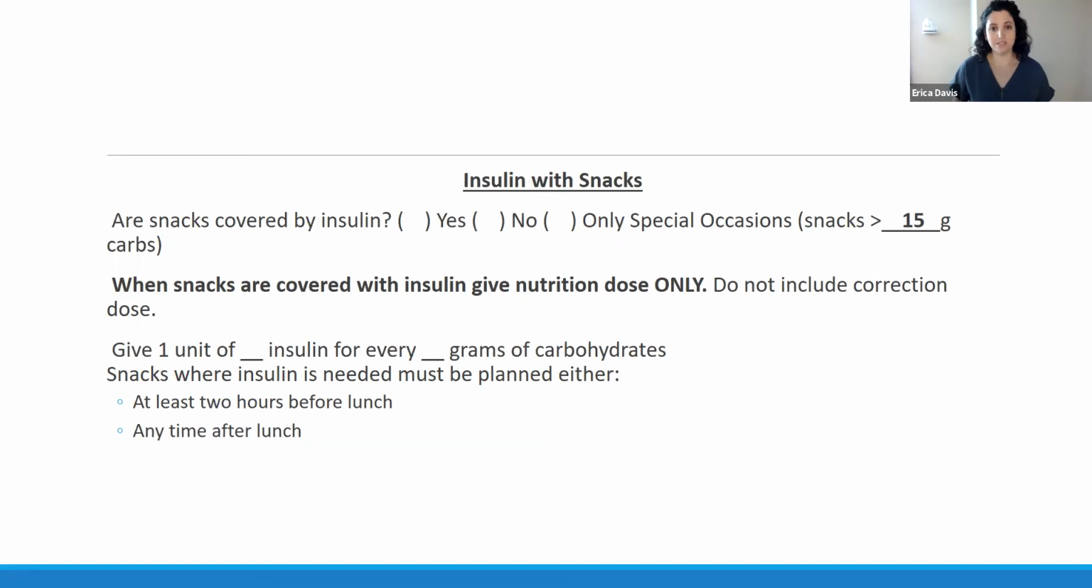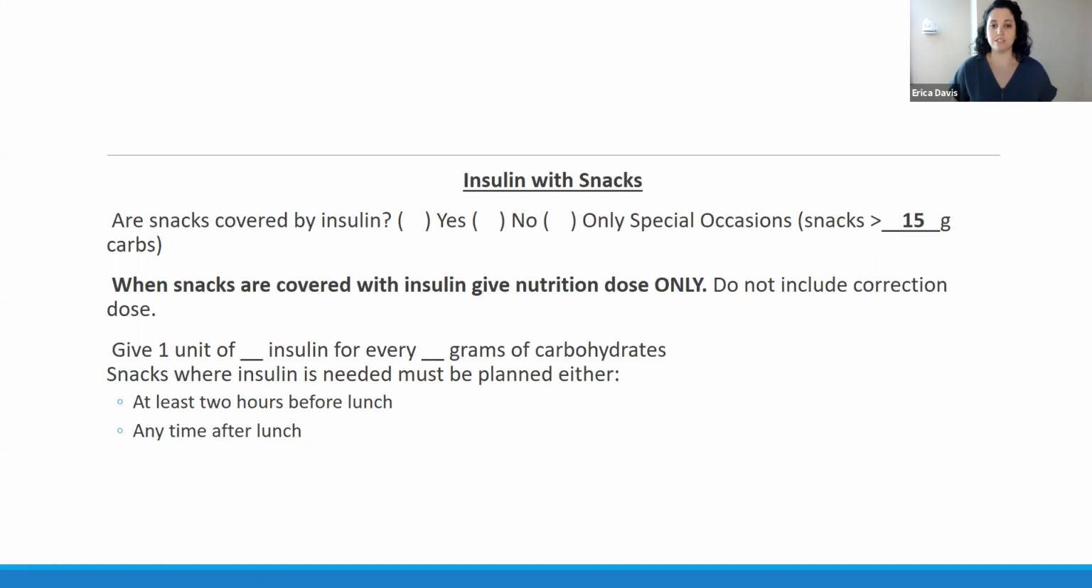Some of our patients do get insulin with all snacks. So we would mark yes if they're supposed to get insulin with every single snack that they eat. Just like Julia was just talking about with that 0 to 15 grams, just because they're getting insulin with their snack doesn't give them freedom to just go crazy and eat 30, 45, 50 gram snacks. It's still going to be based on that snack of 15 grams. They're just going to get some insulin for it. And so if we've marked yes, or if we've marked only special occasions, we are going to actually give you a dose of insulin to give with snacks.